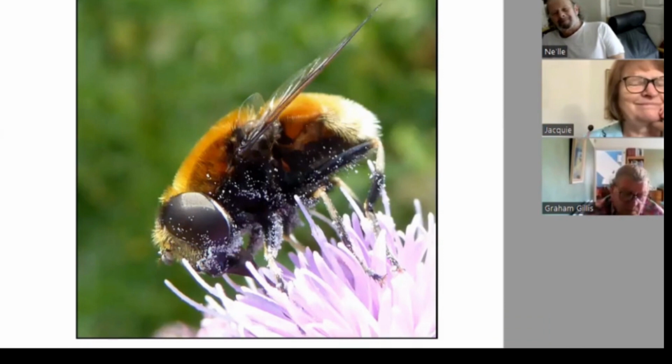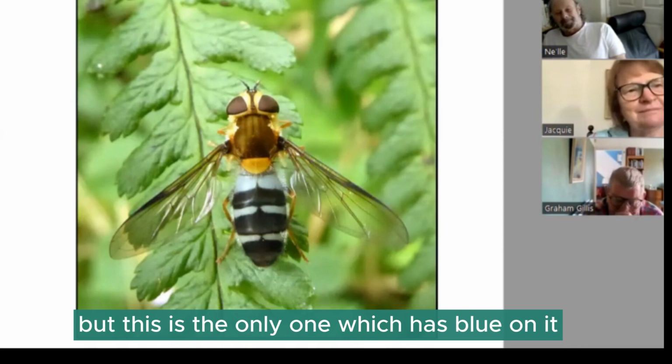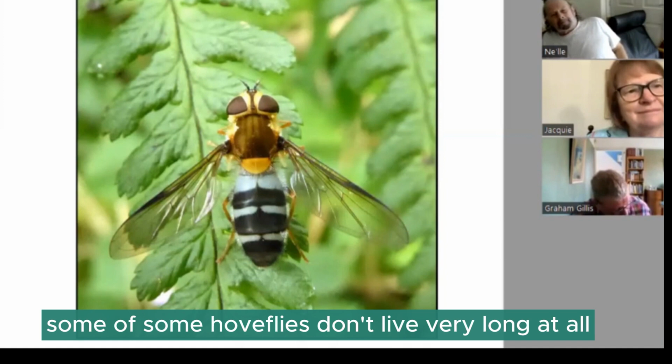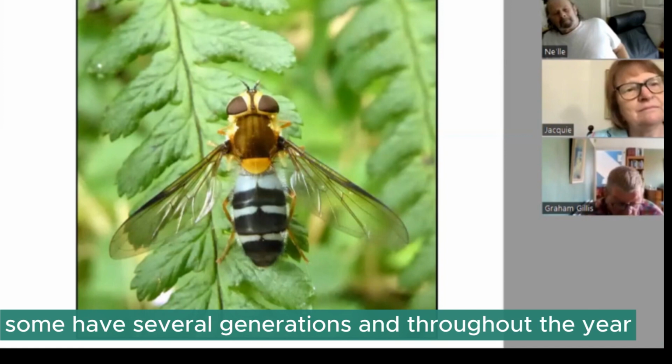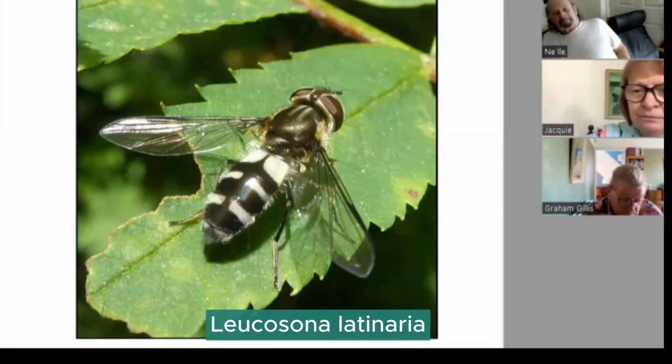Most of the ones we've seen so far have been yellow and black, and maybe with a bit of white on, but this is the only one which has blue on it. This is Leucozona glaucia, which is around at the moment. Some hoverflies don't live very long at all, so you'll tend to see some in early spring, others in mid-summer. Some have several generations throughout the year, but many will just have one brood per year. And this is its close relation, Leucozona lucorum, very similar to the other one, except this is in monochrome.